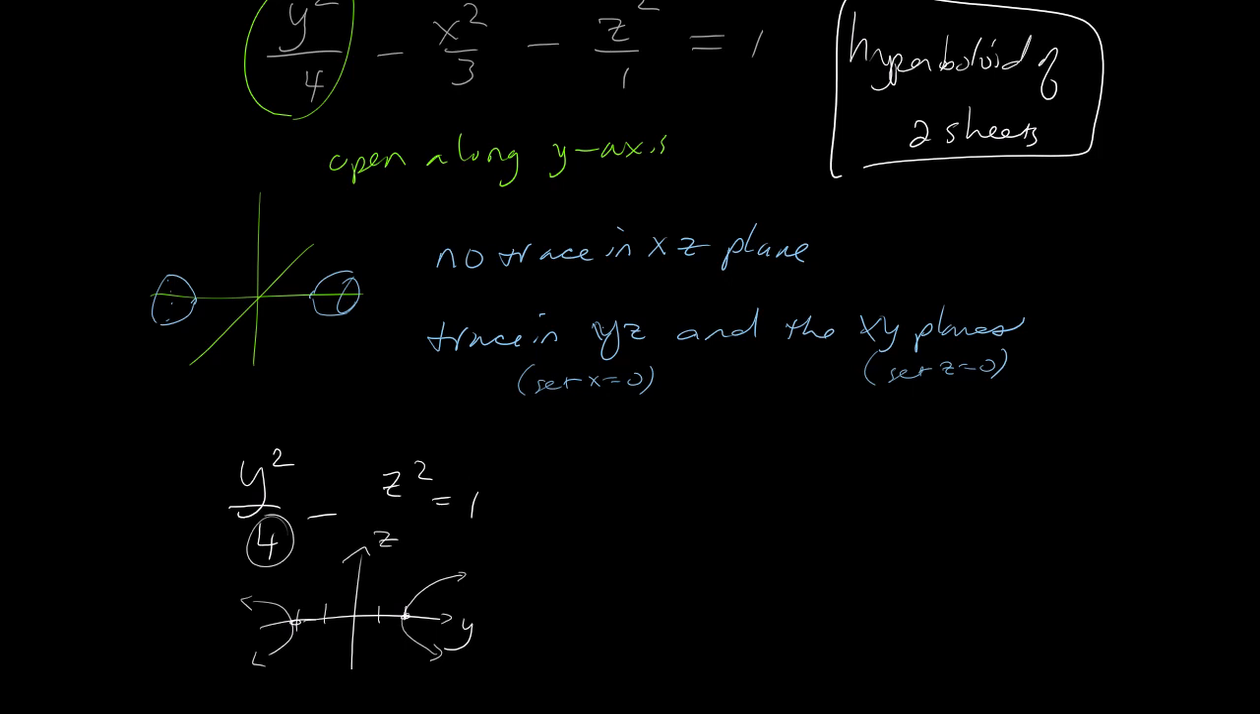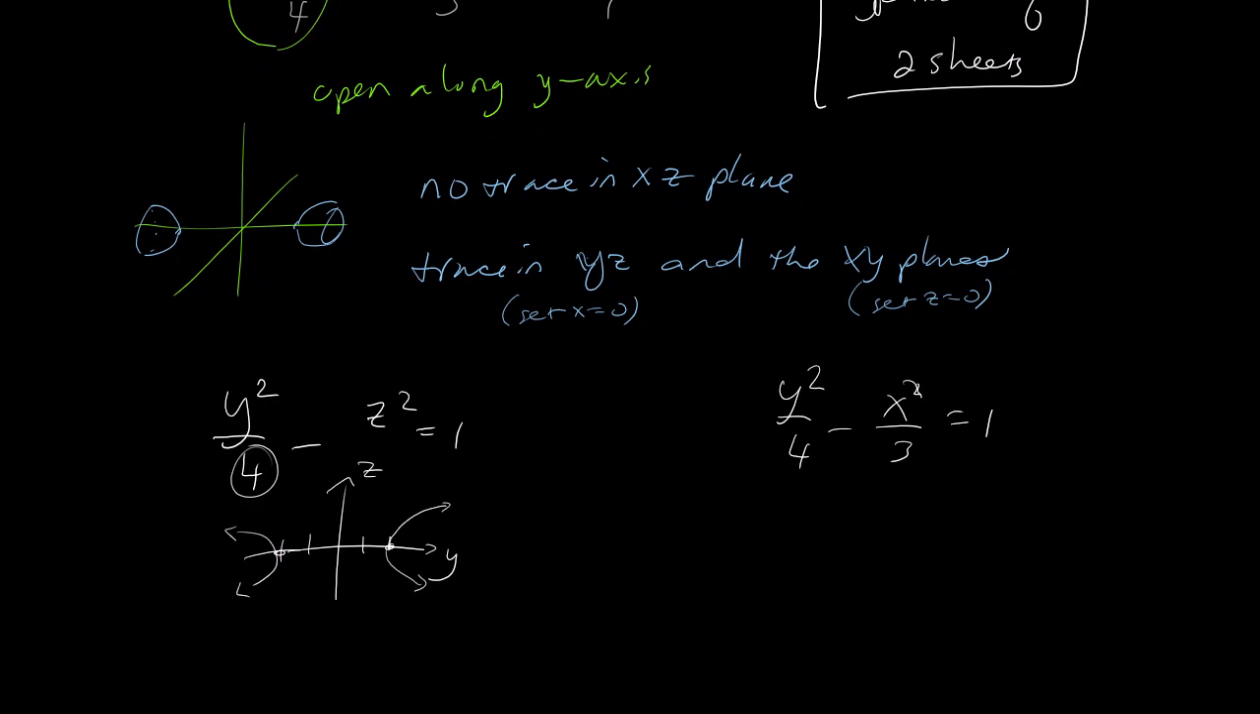Now let's find the trace in the xy plane. There I'm going to set z equal to 0, so I get y squared over 4 minus x squared over 3 equal to 1. Again, we have a hyperbola. Here's my y, and I'm going to come out to here, to here, and it's going to open along here. If you need to refresh yourself on exactly how to draw a hyperbola, that's fine. You could also just put this into your graphing calculator. But this is a rough idea of what this is going to look like.